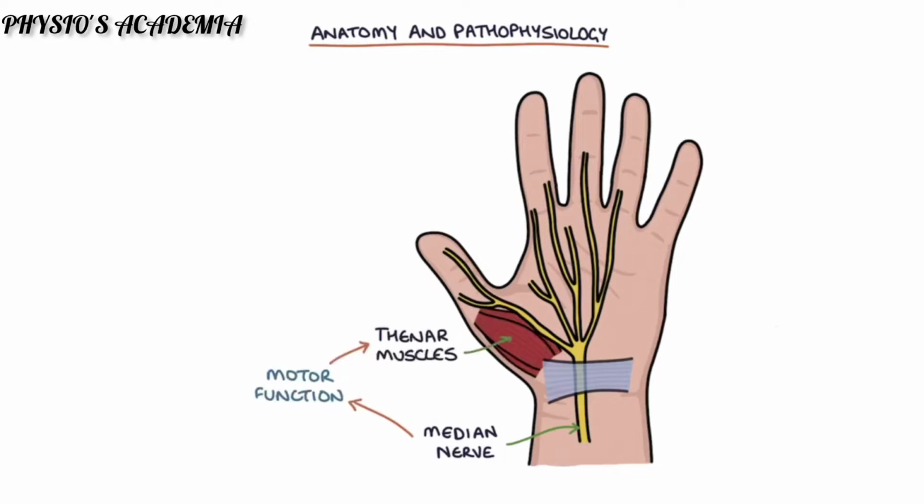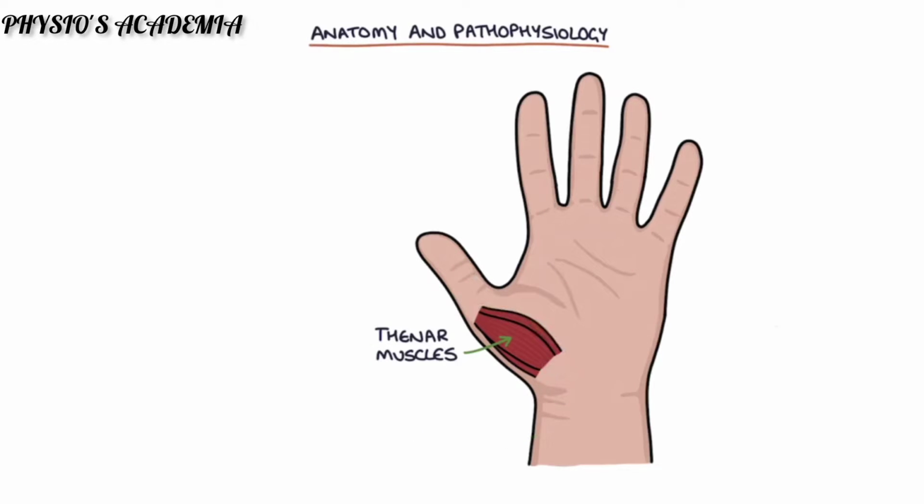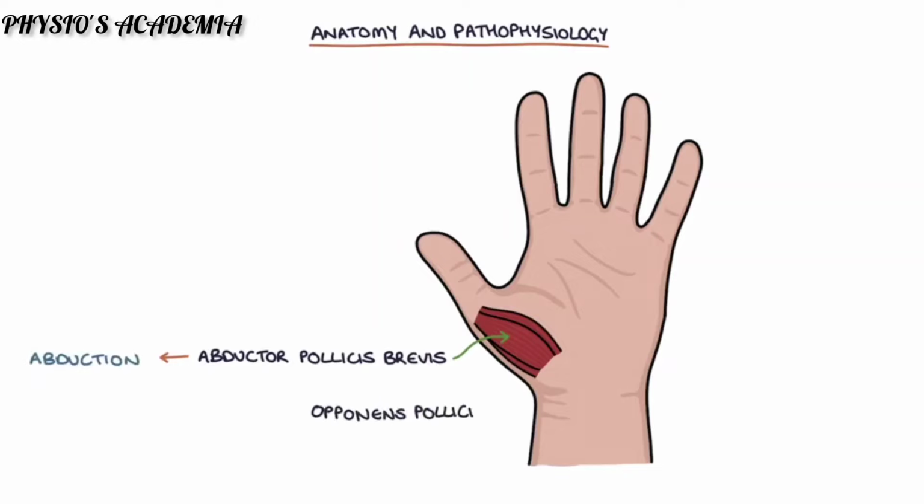The median nerve also supplies motor function to the 3 thenar muscles, and these 3 thenar muscles make up the muscular bulge at the base of the thumb and are responsible for thumb movements. The abductor pollicis brevis causes thumb abduction. The opponens pollicis causes thumb opposition, where the thumb reaches across the palm of the hand to touch the tips of the fingers. The flexor pollicis brevis is responsible for thumb flexion.